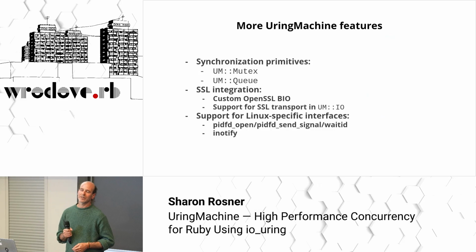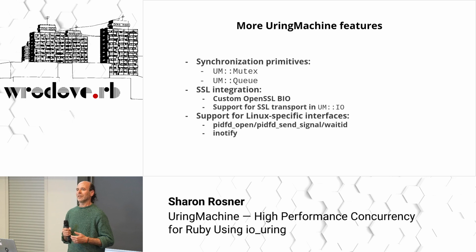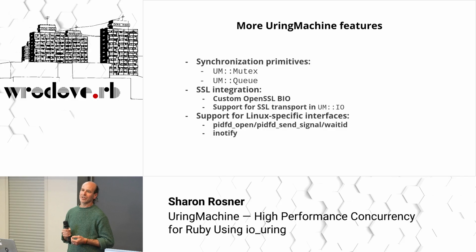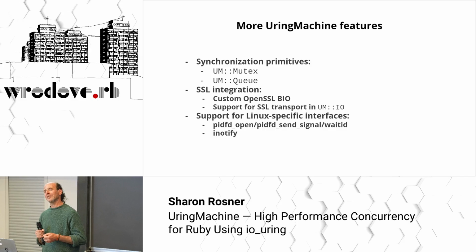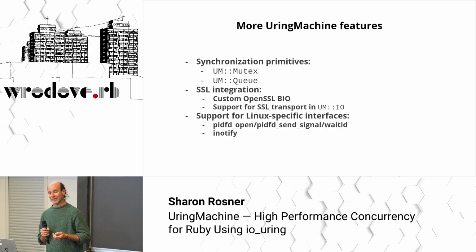Some more features that I'll discuss briefly. There are some synchronization primitives, mutexes and queues, which use the IO Uring version of futexes. There's also some SSL integration. The OpenSSL gem uses the OpenSSL library, and the OpenSSL library has this concept of a BIO, basic IO, I believe, which is the method that is actually used to perform sending and receiving of encrypted data.